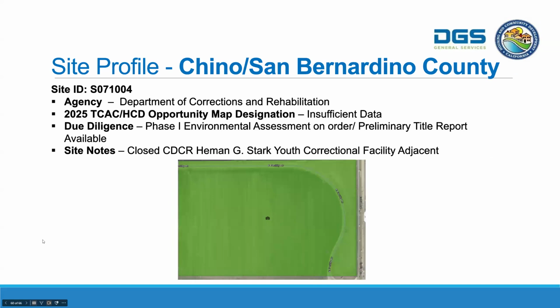Next site is in Chino in San Bernardino County. It's a closed correctional facility nearby. It's insufficient data. Memory serves on this one. The big site, and you may want to think about some of the proximity or possibility of adding some amenities via the development here. Next slide.